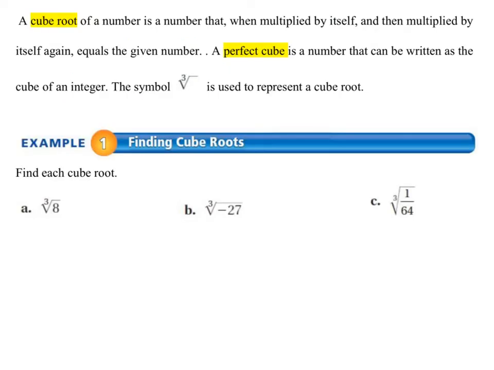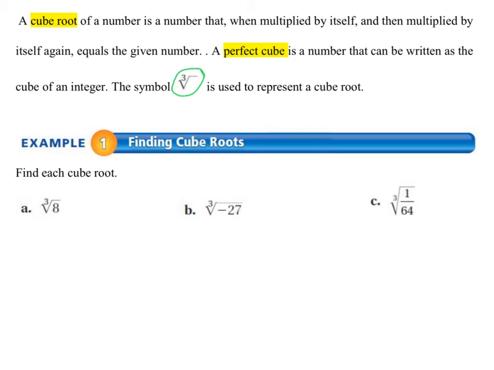So a cube root of a number is a number that, when multiplied by itself and then multiplied by itself again, equals the given number. A perfect cube is a number that can be written as the cube of an integer. This symbol here, the cube root, is used to represent a cube root.